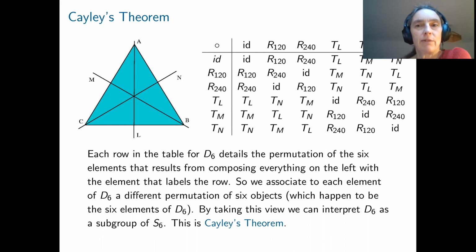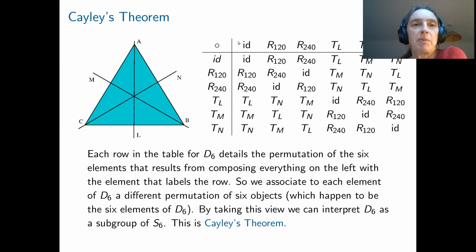Okay, so to try to describe what Cayley's theorem is about, we're going to look at the group table for the dihedral group of order 6, which is a very nice group because it's the smallest example of a non-abelian group, and its group table is just about small enough to write out in full detail, but also big enough and detailed enough to be interesting.